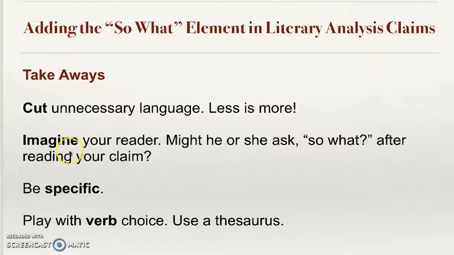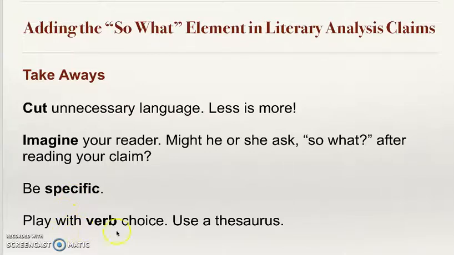The next thing I want you to do is imagine your reader. Might he or she ask, so what, after reading your claim? That's a big problem. So we want to make sure our claims are really clear and readers understand why we're making them. Be specific. Some of those examples we just went over showed problems with specificity.